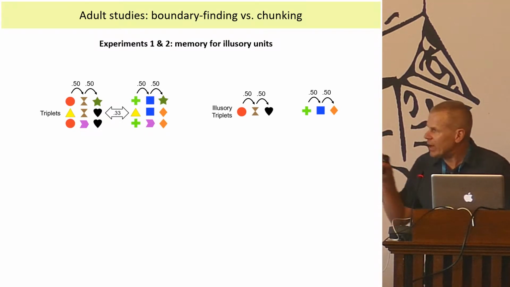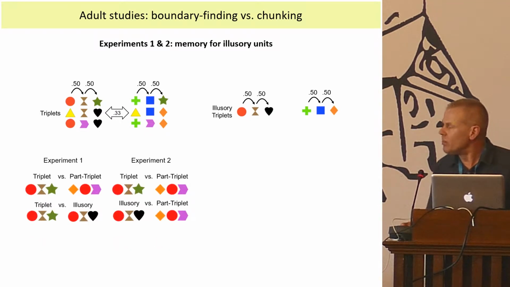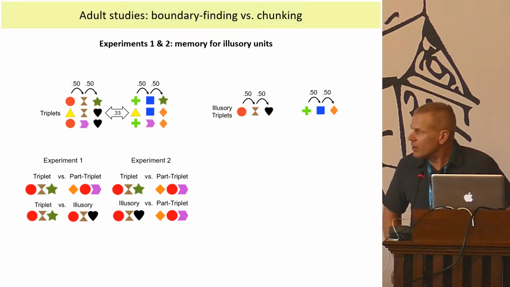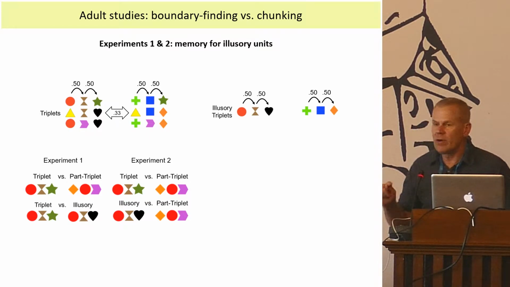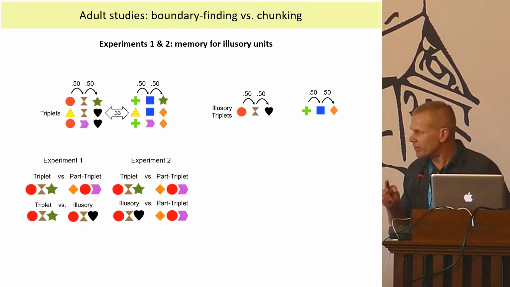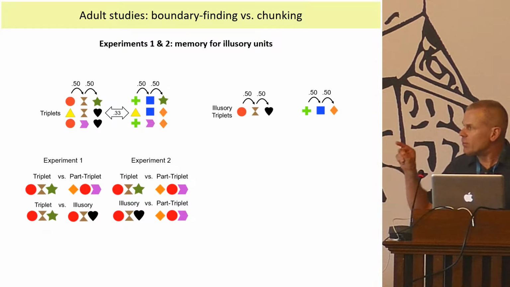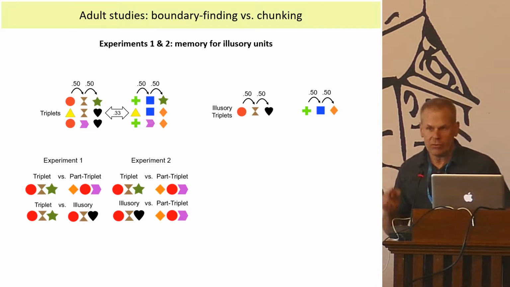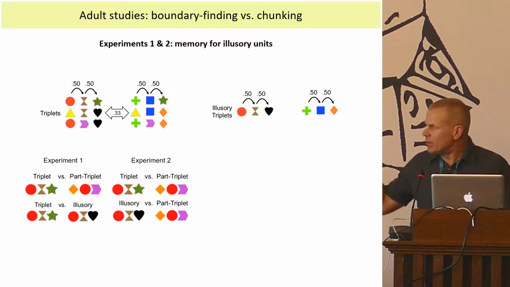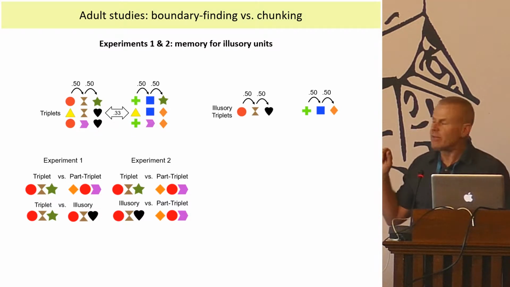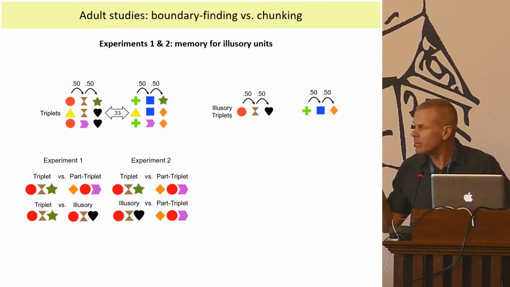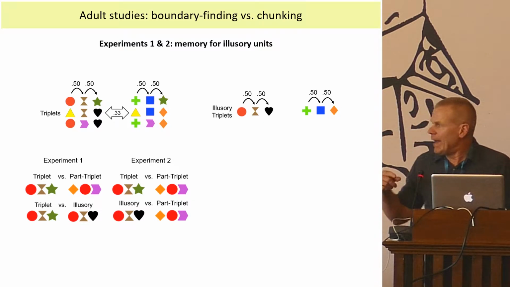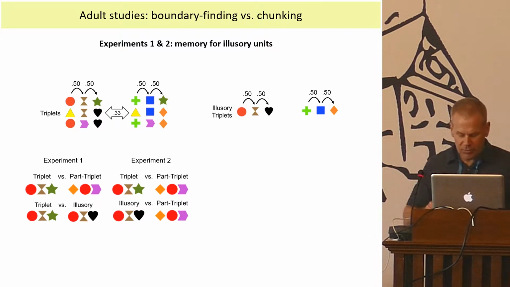So here's the design. We had 2 experiments. In the first experiment, we asked adults 2 things. If you see a triplet versus a part triplet, which one will you endorse as being more familiar? And if you see a triplet versus an illusory triplet, which one will you endorse as more familiar? In the second experiment, we asked adults to compare triplets versus part triplets, as in the first study, and also illusory versus part triplets. So here's what we found.